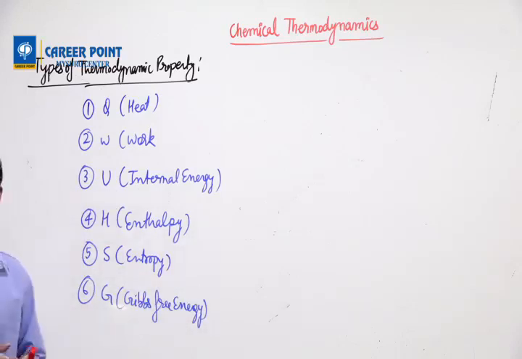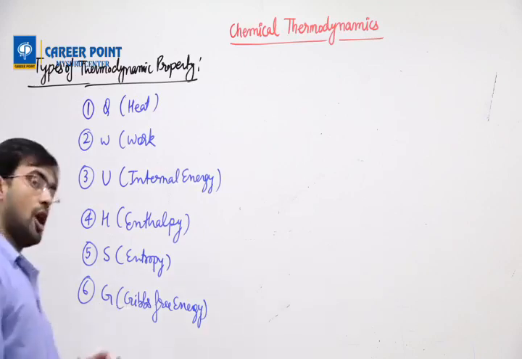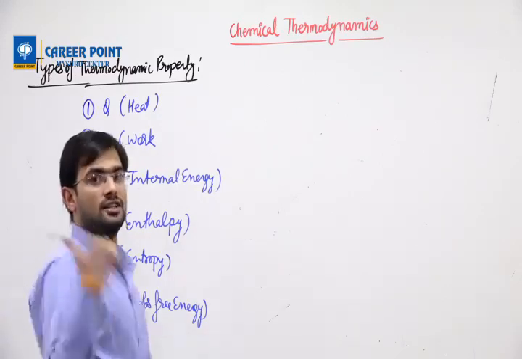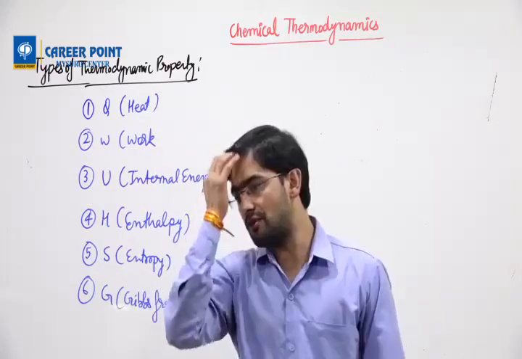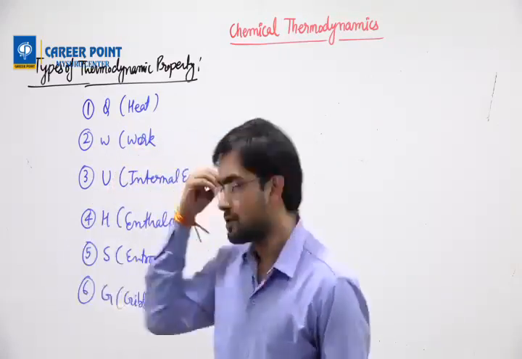Okay, so we get 6. Now I should have values. These are properties, so they can ask you to calculate all these 6. So you should have 6 formulas also, right?